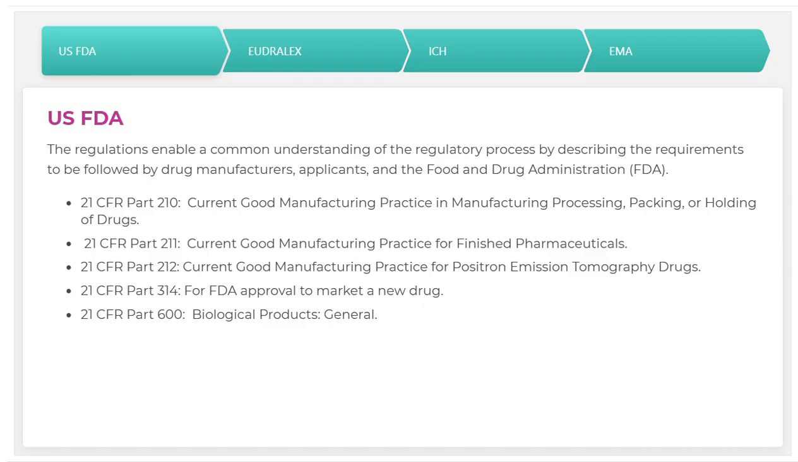21 CFR, Part 210, cGMP in manufacturing, processing, packing, or holding of drugs. 21 CFR, Part 211, cGMP for finished pharmaceuticals. 21 CFR, Part 212, cGMP for positron emission tomography drugs. 21 CFR Part 314, for FDA approval to market a new drug. 21 CFR Part 600, biological products, general.